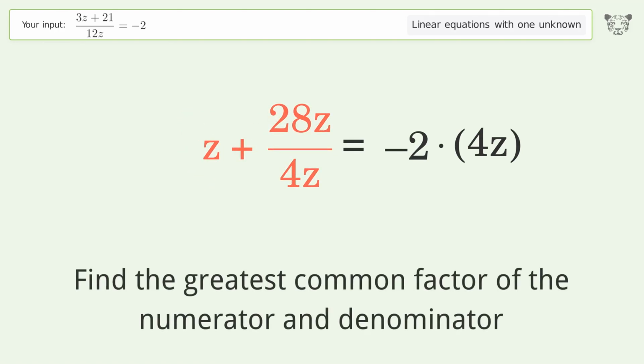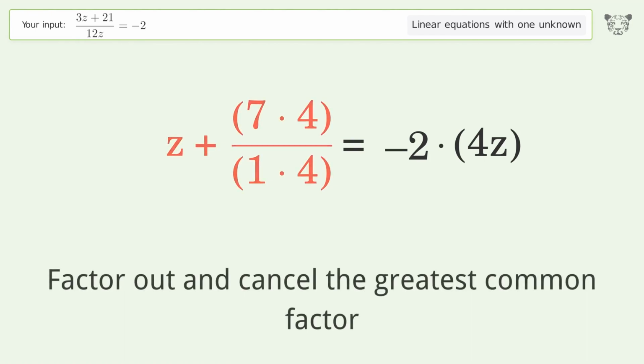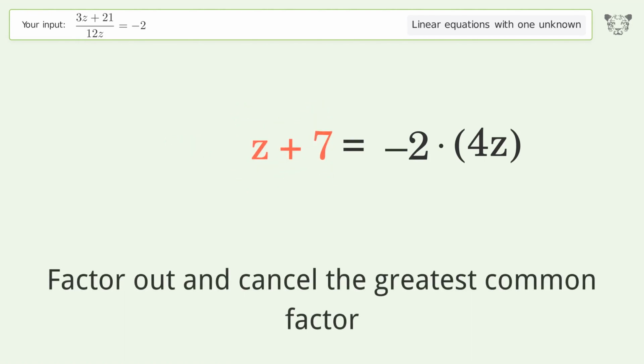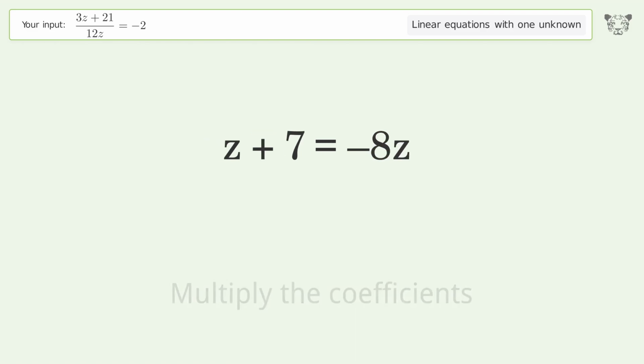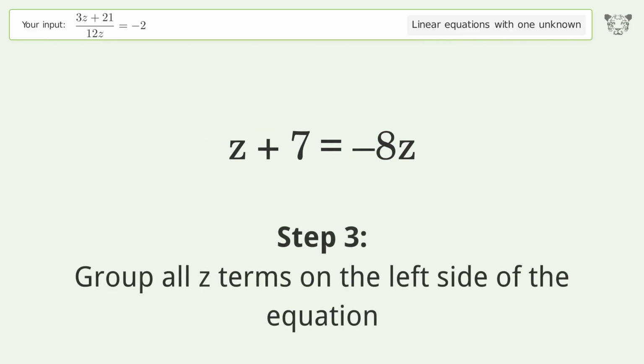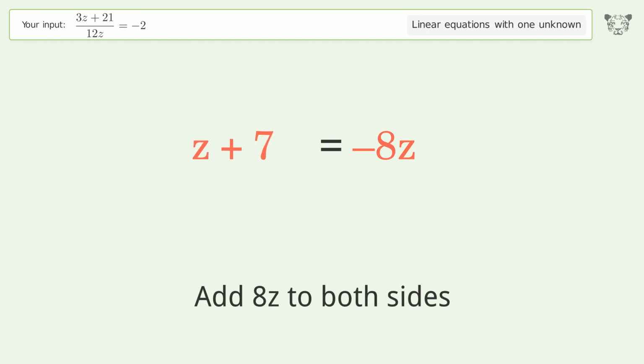Find the greatest common factor of the numerator and denominator. Factor out and cancel the greatest common factor. Multiply the coefficients. Group all z terms on the left side of the equation. Add 8z to both sides.